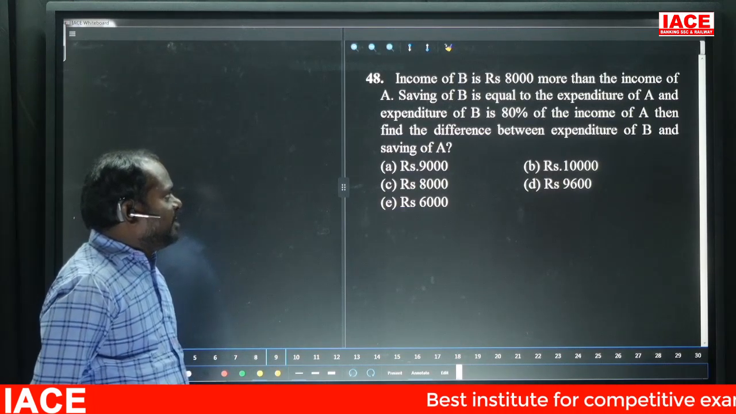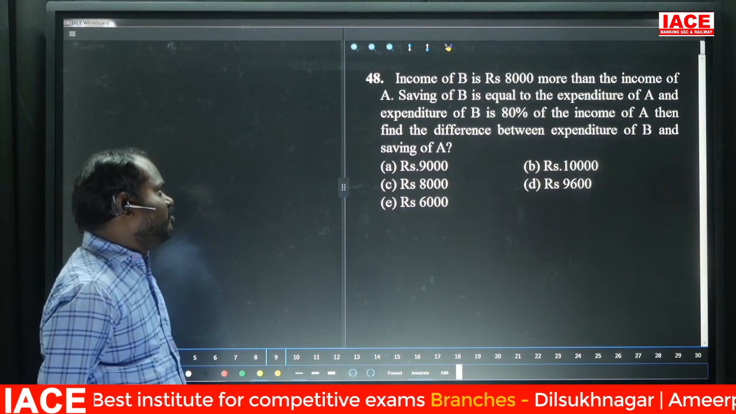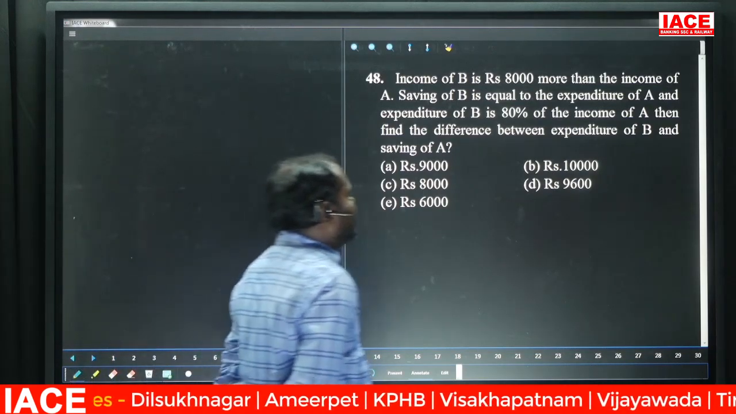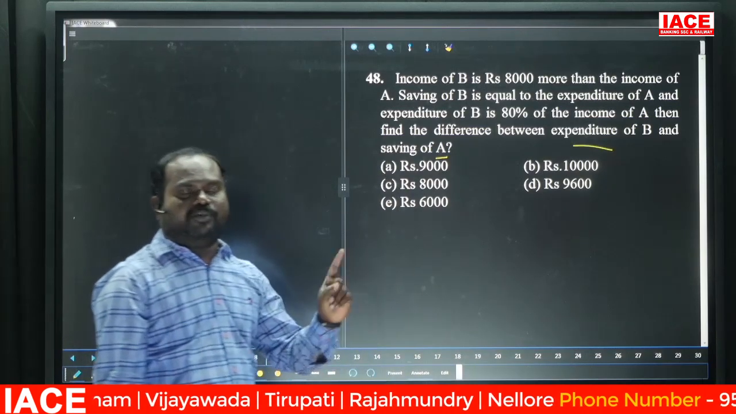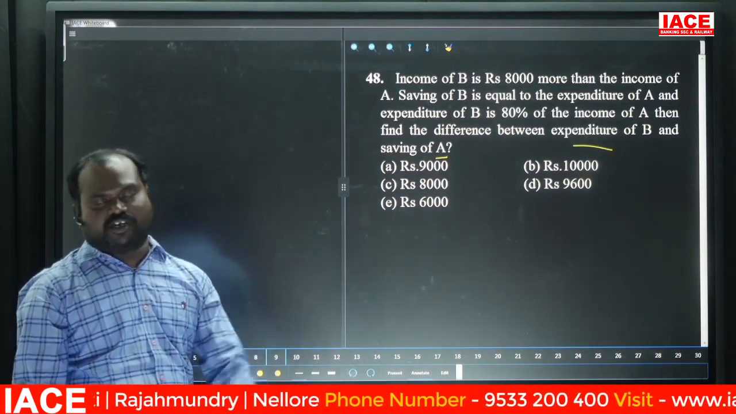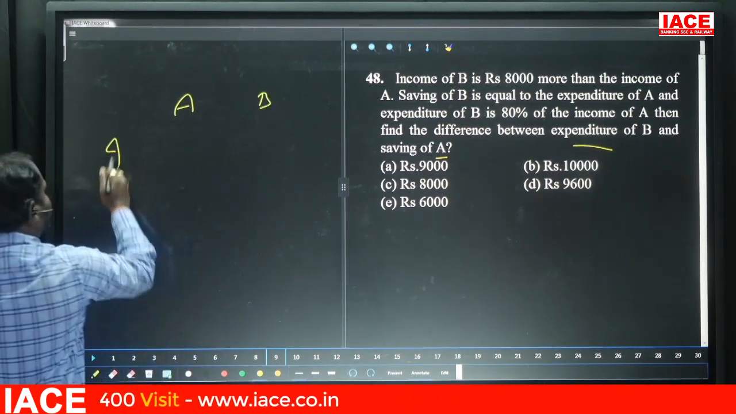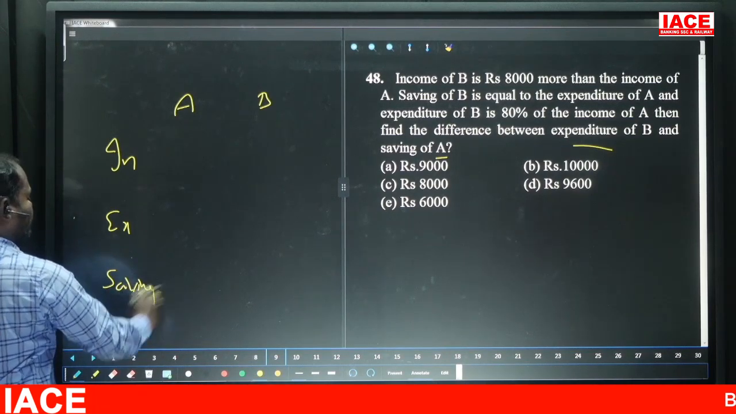Income of B is 8,000 more than the income of A. Saving of B is equal to expense of A. Expense of B is 80% of the income of A. Then find the difference between the expenditure of B and savings of A. He was talking regarding A, B, income, expense. Three quantities are here: income, expense, and saving.